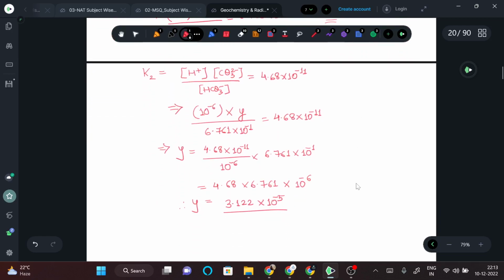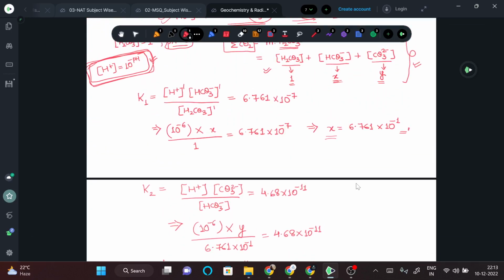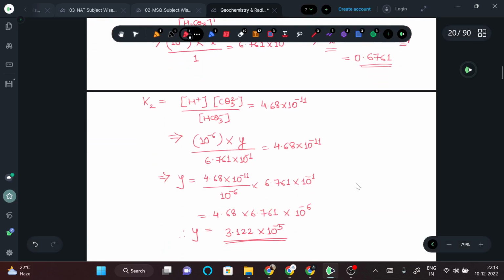Now you can see y is actually, since it is 10 to the power minus 5, having very less effect in contributing to CO2. This 10 to the power minus 1 is nothing but 0.6761. And H2CO3 was 1. So if you add this in 1, it will have a significant effect.